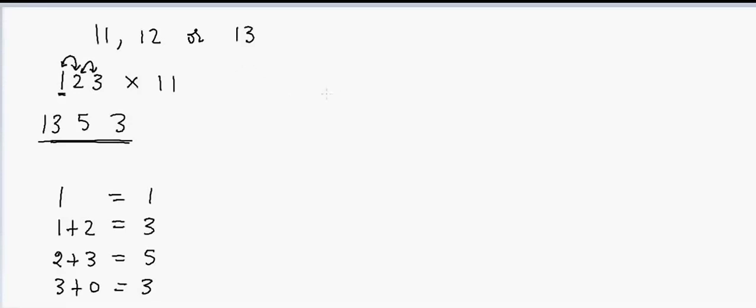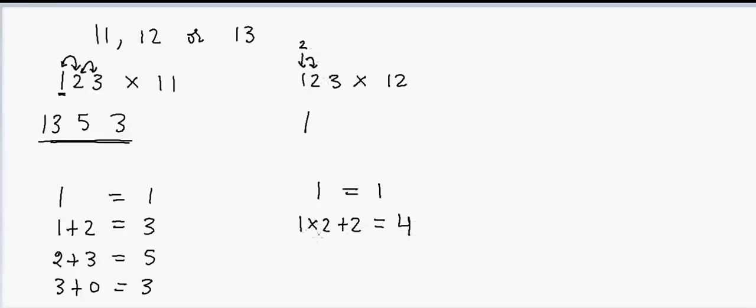Again, how will I do the same for 12? If I have 123 and I want to multiply by 12, here I'll first take the first digit. The first digit we have is 1, so I'll just write a 1 here. Then to calculate the second digit of our answer, we'll take the first digit and multiply by 2 and then add 2 into it. So 2 into 1 is 2, plus 2 is 4.